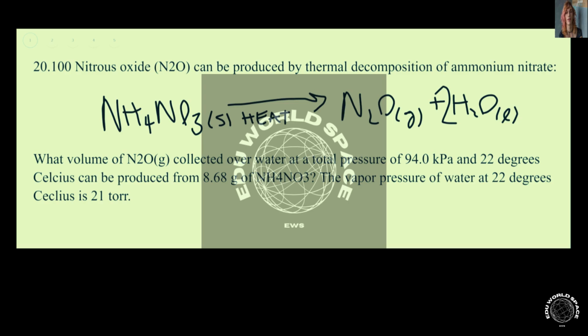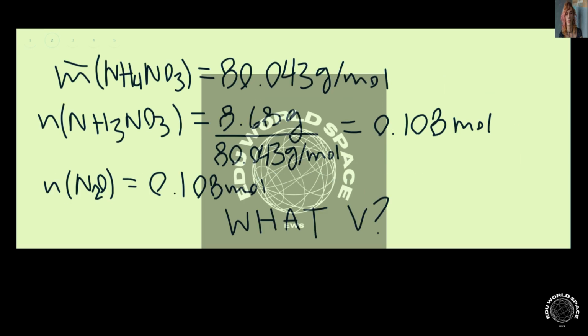So let's start with the information that we're starting with 8.68 grams of ammonium nitrate. So the molar mass of ammonium nitrate is 80.043 grams per mole. So the number of moles of ammonium nitrate that we're starting with is equal to the mass divided by the molar mass. That gives us 0.108 moles.